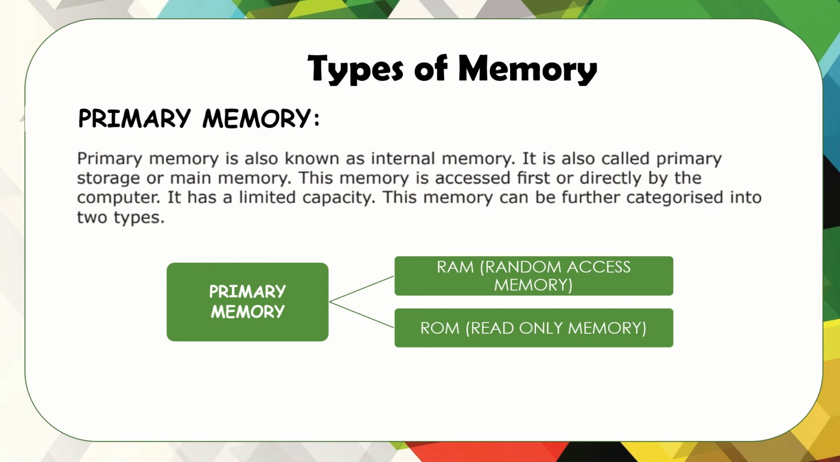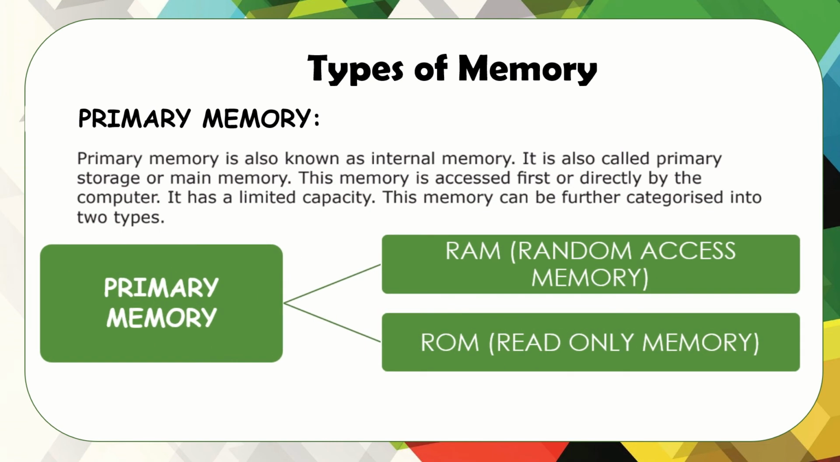As you are now aware, the primary memory is also known as internal memory. Then it is the primary storage, or you can say the main memory of the computer. Then this memory is accessed first or directly by the computer, and it has some limited capacity. Got it?